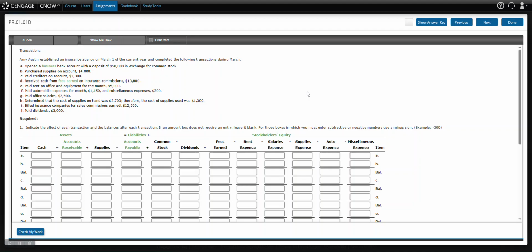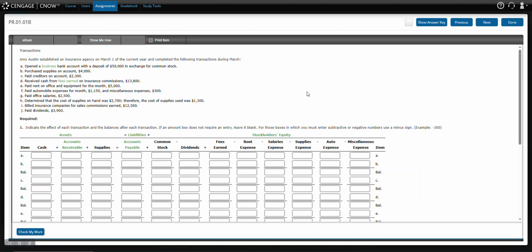So one thing to keep in mind when we start going through each of these business transactions is that every business transaction must impact at least two accounts. So it can impact 3 or 4 or 5, but it can never impact less than 2. And again, that is because our accounting equation always has to stay in balance.